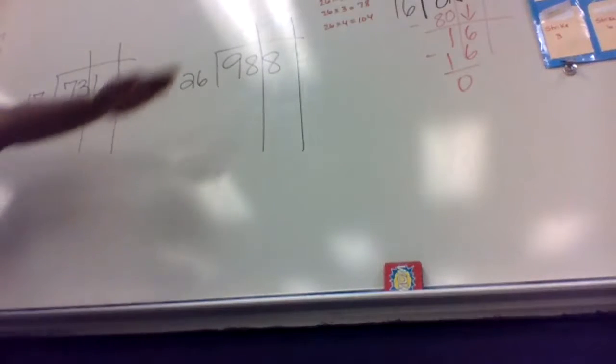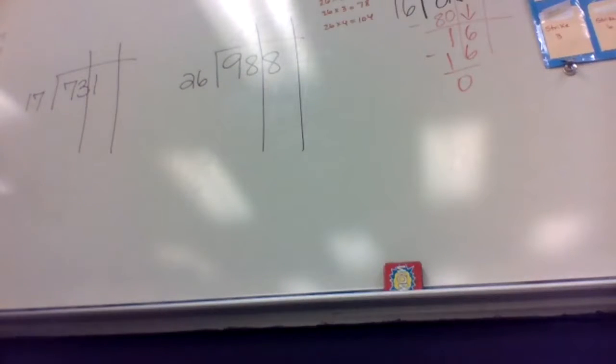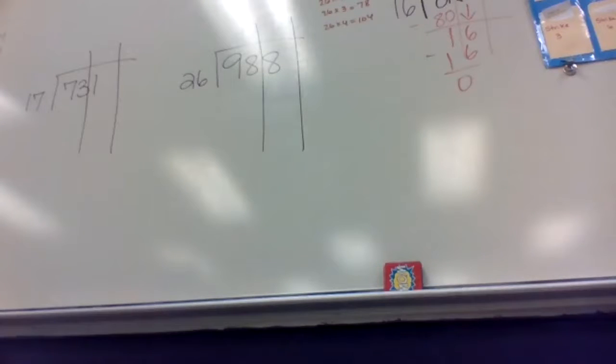Okay, so I did my 26s and I did my 17s. So that's gonna make it easier for you to divide. If you do your multiplication facts, then you can see what number goes into what. All right, we're on page 82, number 6.